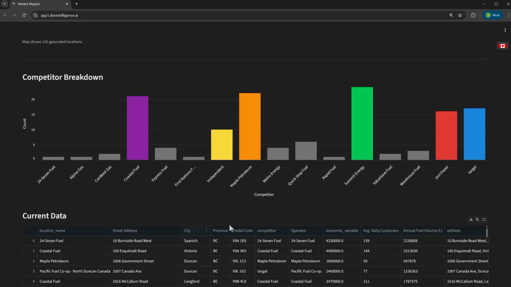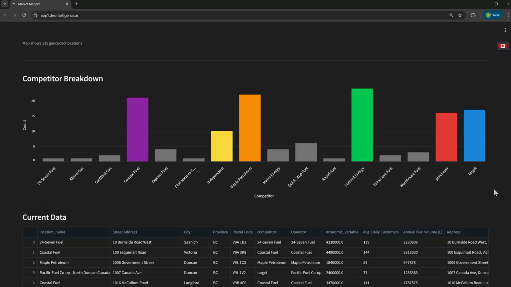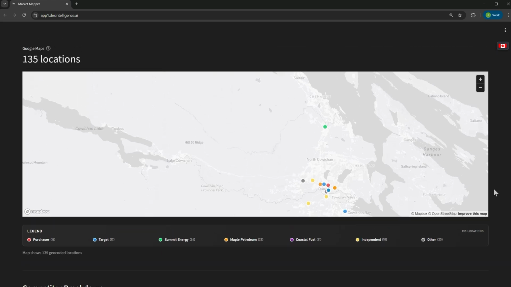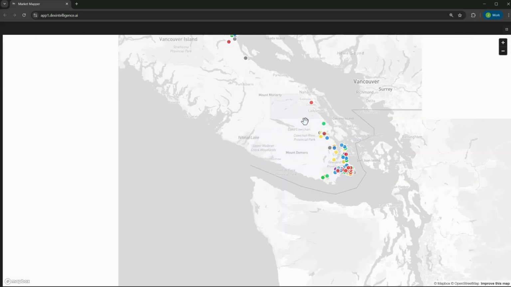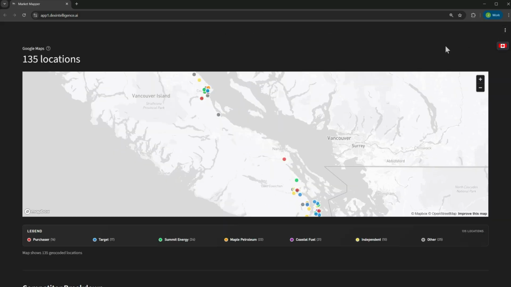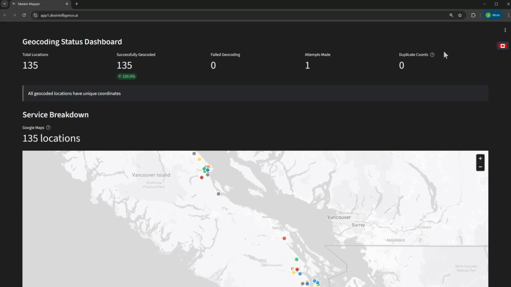We can see an overview of the parties in the data, the number of competitors of different affiliations, and we can also look at the locations on a map. So now we've uploaded our data and we're ready to move on to the competitive analysis.